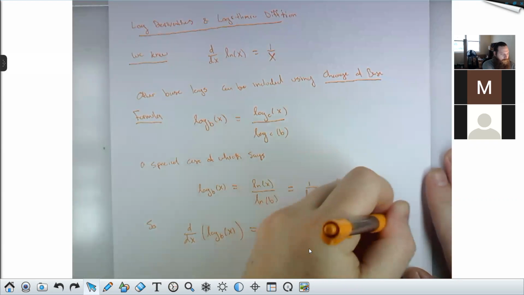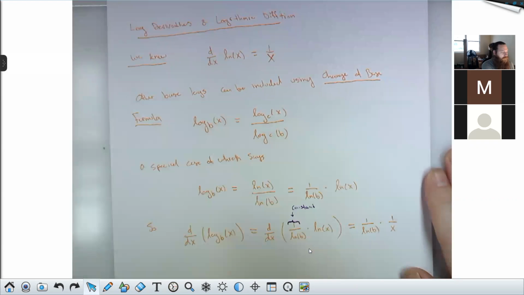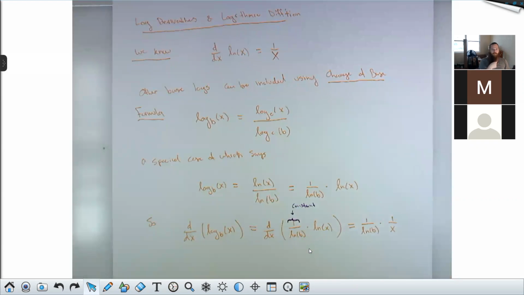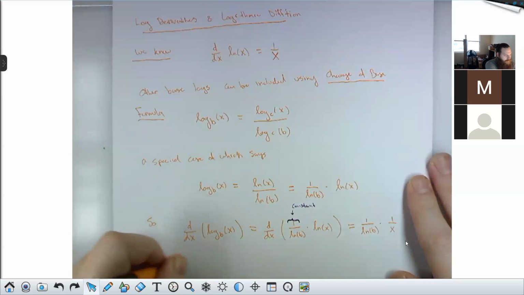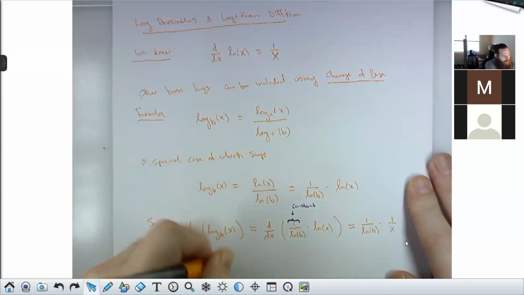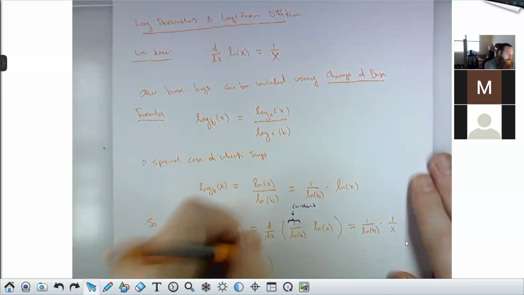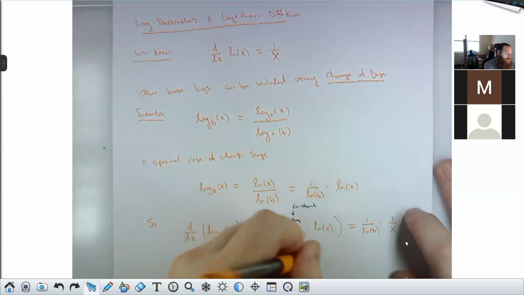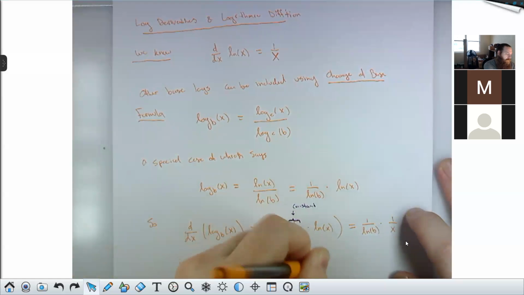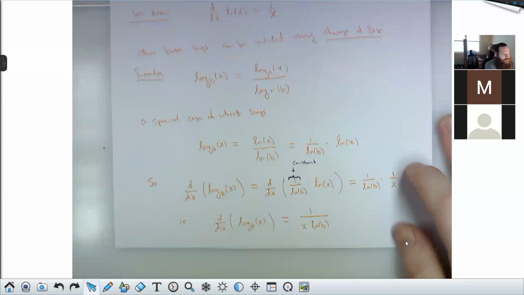We'll have 1 over ln B times 1 over x, because the derivative of ln x is 1 over x. And that's it. I.e., the derivative of some other base logarithm, the base B logarithm, where B is any number of your choosing. You might rewrite this as 1 over x times the natural log of B like this. This is often how you'll see it written.